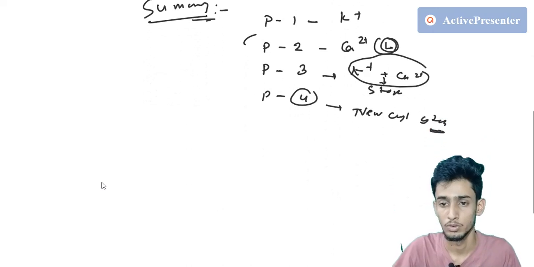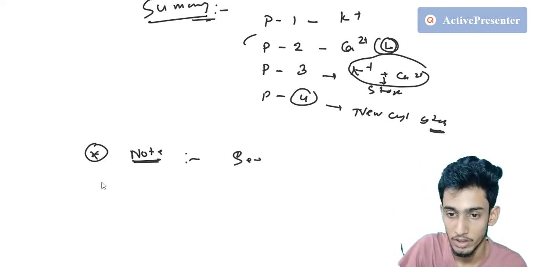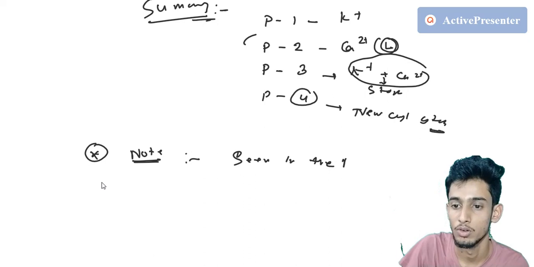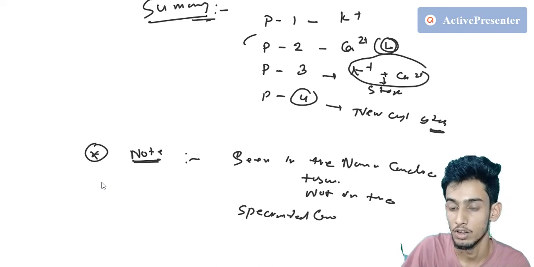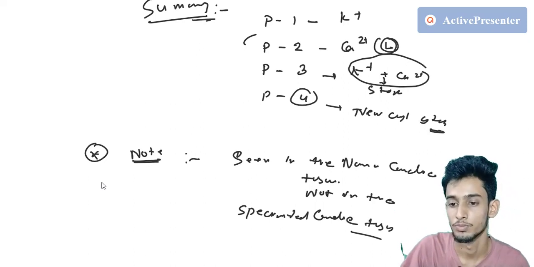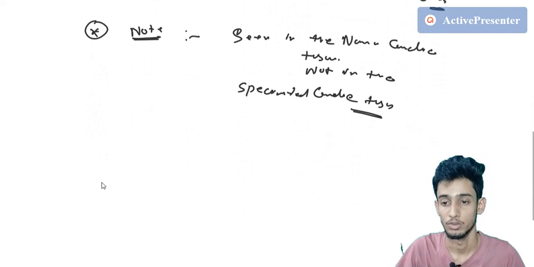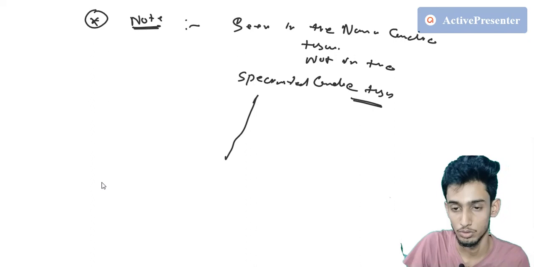Now this is an important note. This is seen in the normal cardiac tissues, not in the specialized cardiac tissues. Now you can ask what is a specialized cardiac tissue. There are 5 specialized cardiac tissues.